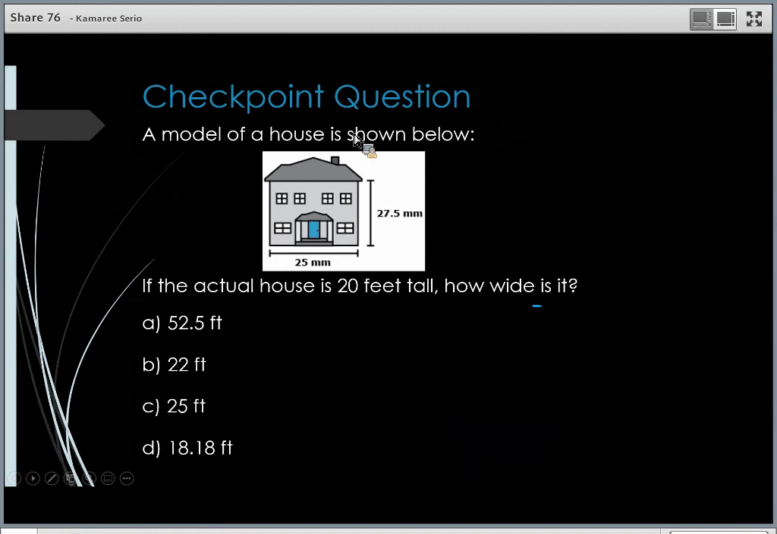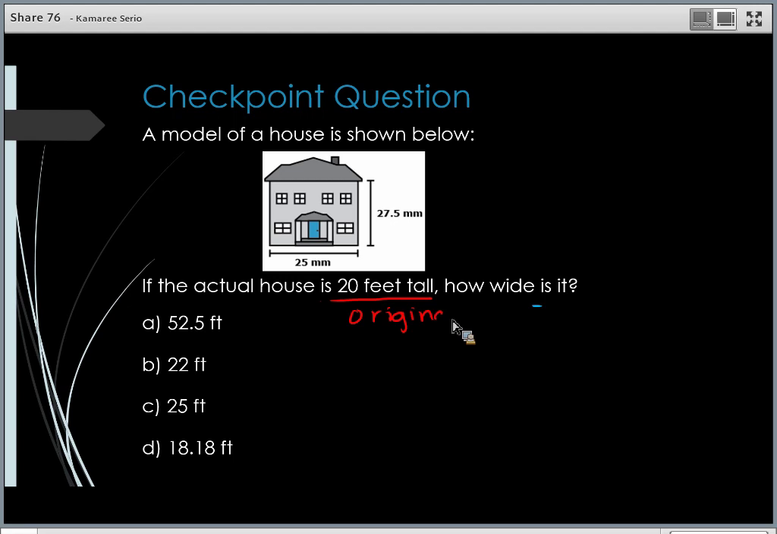So this is a checkpoint question I wanted to go over because it's not tricky, but I wanted to explain the thought process and how you actually do this. It says that a model of a house is shown below. So this is the model. And the actual house itself is 20 feet tall. Okay. So if the actual house is 20 feet tall, that means the actual house is going to be my original, right? The house is the original, which means that this tiny house here is my new scale drawing.